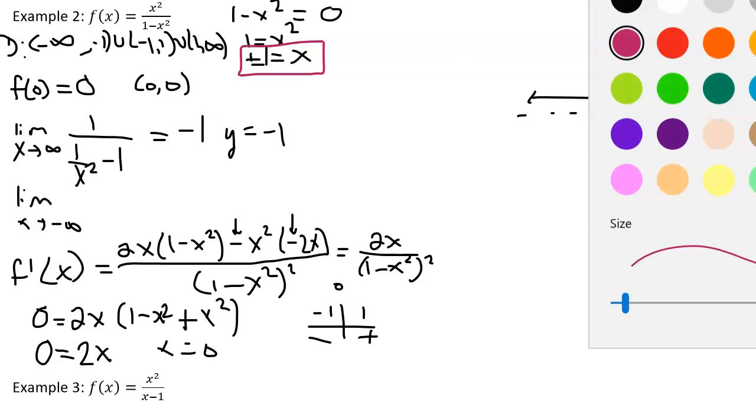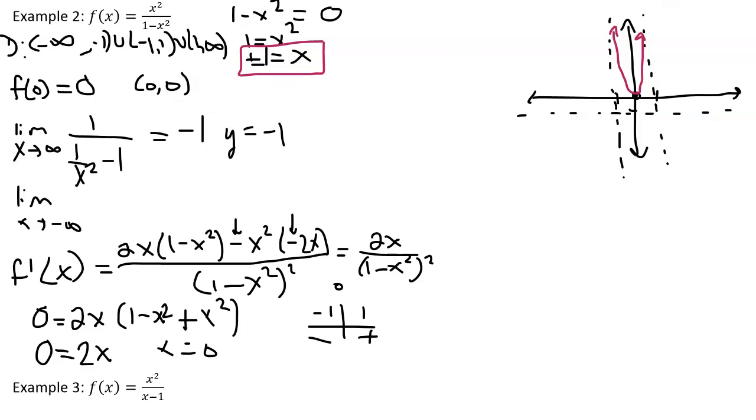Last step is to, that's really interesting. We need to consider what it's doing after 1 in our sign chart. So I kind of disregarded the 1 and the negative 1 as critical values.